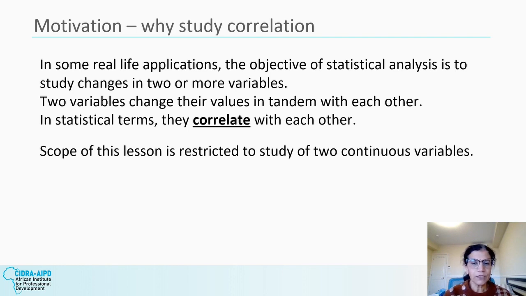Motivation. Why should we study correlation? In some real life applications, the objective of statistical analysis is to study changes in two or more variables. Two variables change their values in tandem with each other. In statistical terms, they correlate with each other. So even though we have said two or more variables, scope of this lesson is restricted to study of two continuous variables.